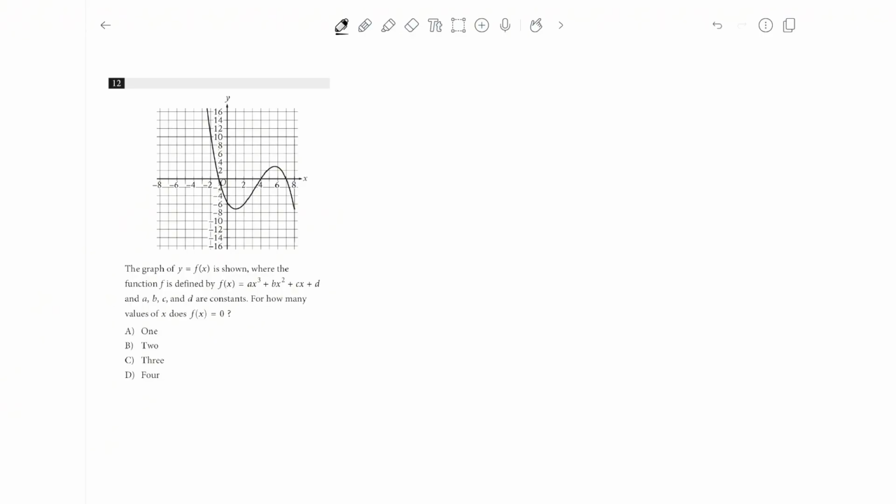Question number 12 honestly just kind of says a bunch of jibber jabber here. For the most part, really what it's asking is, for how many values of x does f of x equal 0? And we're shown f of x on the graph. F of x is the same thing as y, so y is 0 right here, and right here, for a total of 3 points. So our answer choice is C.